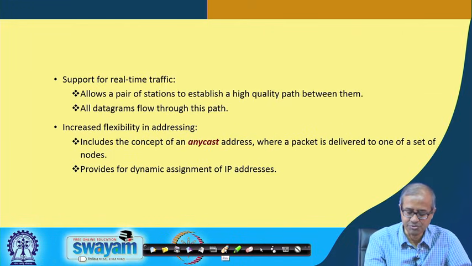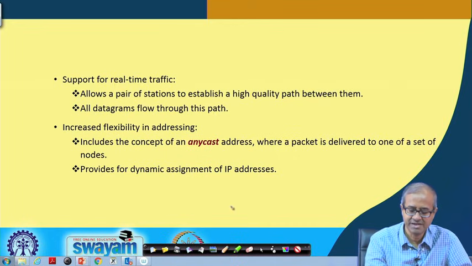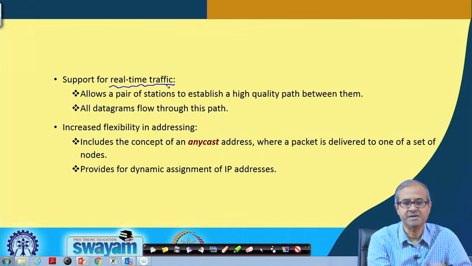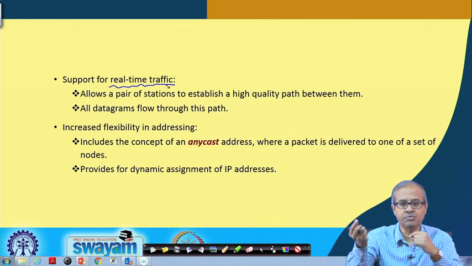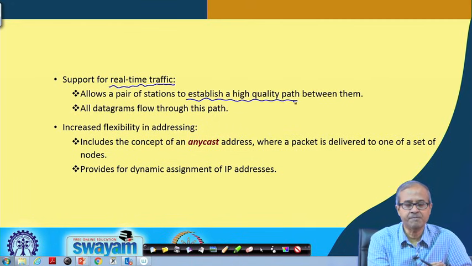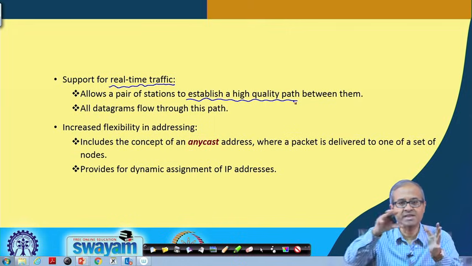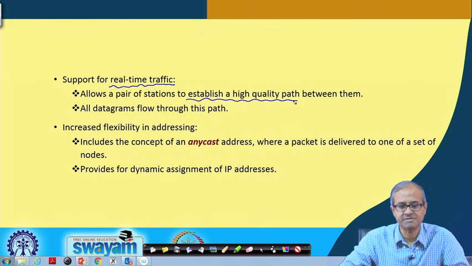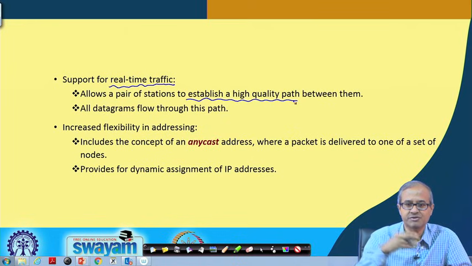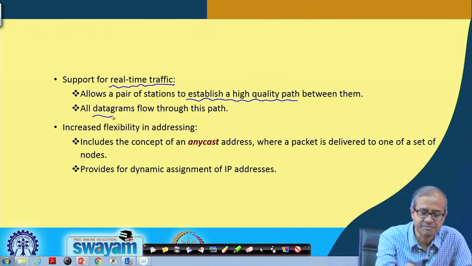There are some additional features also. As I said, for real time traffic there are some additional features which have been included in IP version 6. Like it is possible for two hosts to agree on a high quality path. Suppose I am viewing streaming video and I say, well, I want a guaranteed bandwidth of 512 kilobits per second. So they will agree along with the intermediate routers to provide you with a dedicated path, a path through which you will get a dedicated 512 kbps of bandwidth, so that you can receive the streaming media without any disruption. And all datagrams will follow this path.